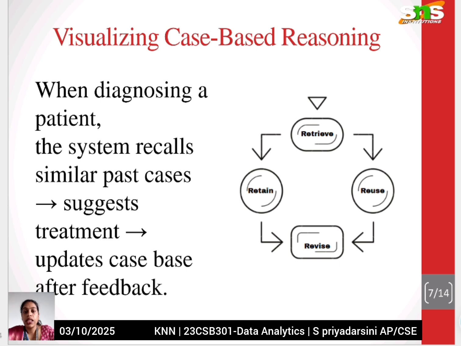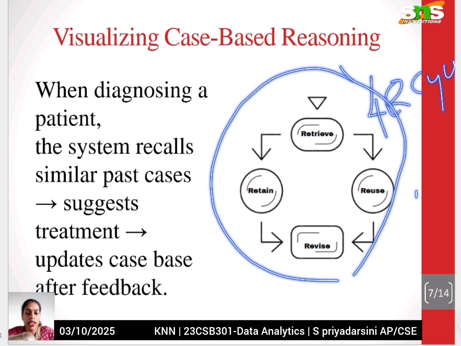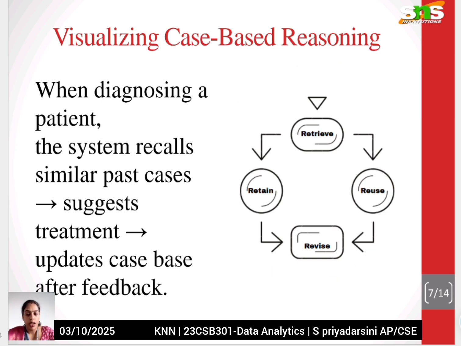Visualizing case-based reasoning. Case-based reasoning works differently. When diagnosing a patient, the system looks for similar past medical cases. It retrieves those cases, suggests a possible treatment, and once the patient responds, it updates its case library. This process is known as the 4R cycle: first it will retrieve, then reuse, then revise, and then retain.